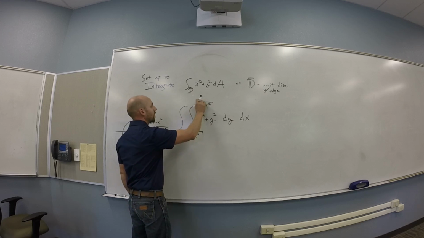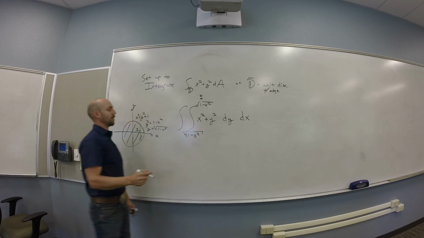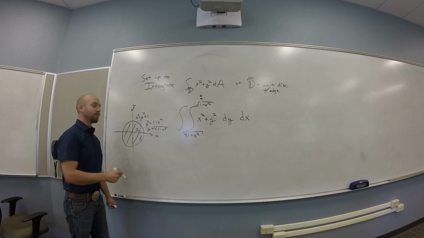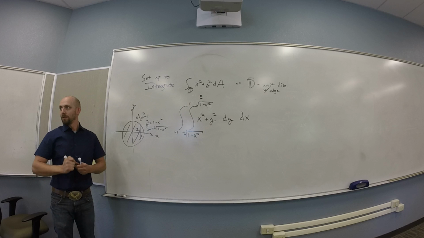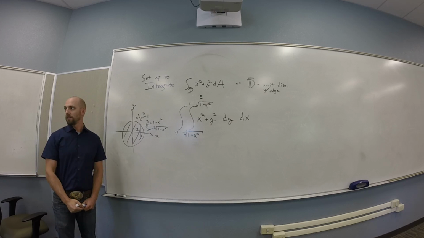And the x's go from negative 1 to 1, right? The bound is already taken into account. You guys follow that? That's going to be nasty. Question, why is this going to be nasty?